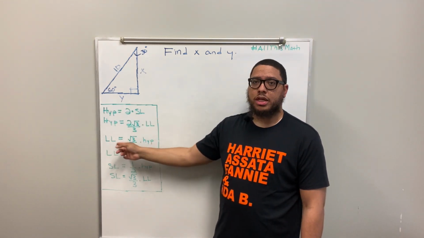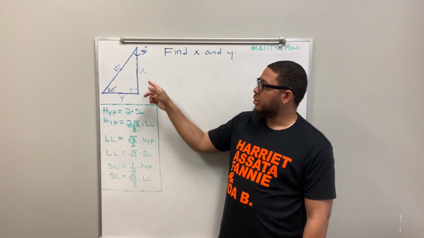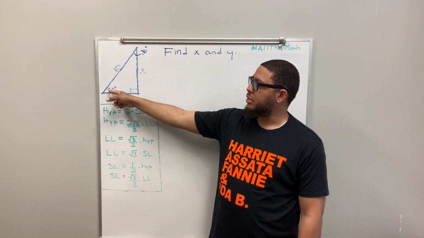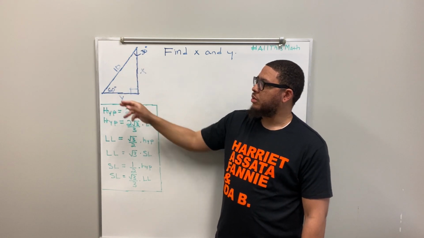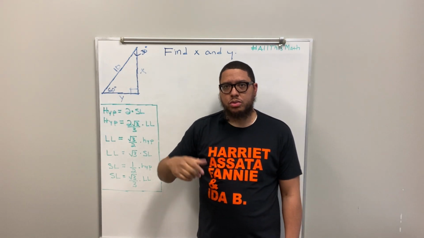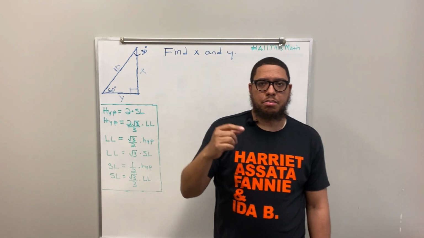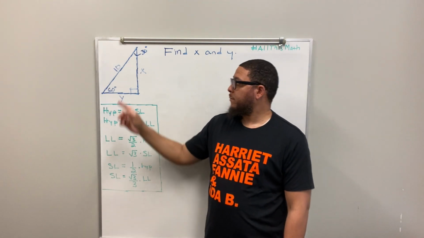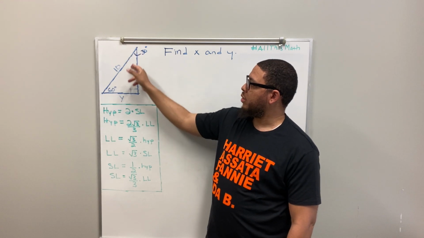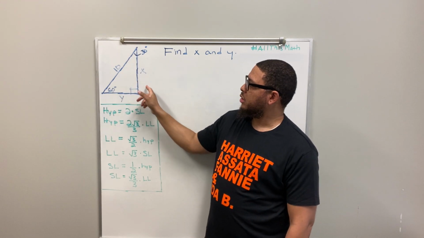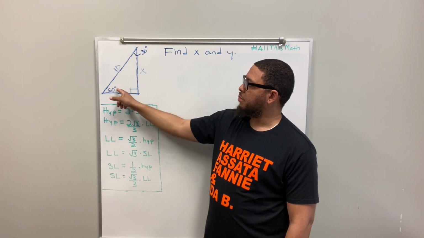LL stands for long leg because you got a long leg and a short leg. The longer leg is always across from the 60-degree angle. The shorter leg is always across from the 30-degree angle. Think about it. Smaller angle, shorter leg. Bigger angle, longer leg. So the shorter leg is across from the smaller angle. The longer leg is across from the bigger angle.